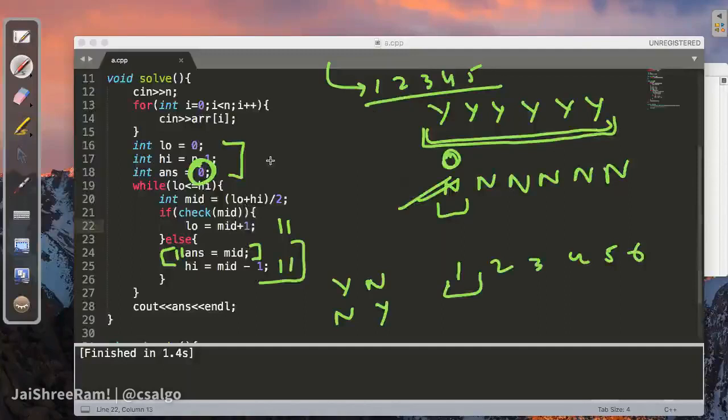So the sorted case will have answer 0. So that's why we initialize answer to 0. All Y case. Okay. So now this range part. Then this search movement part, where you decide whether you make low equal to mid plus 1 or high equal to mid minus 1. These are the 2 things that you will have to take care of.